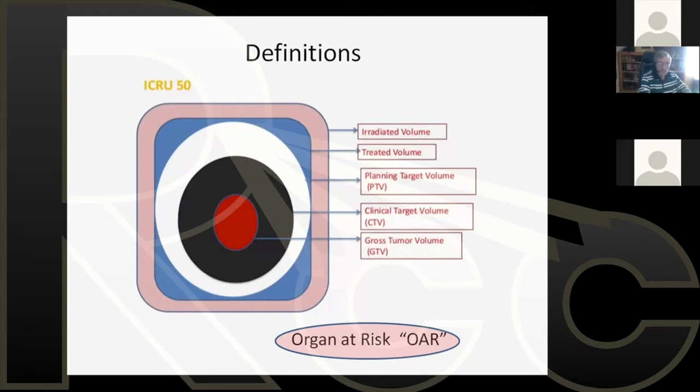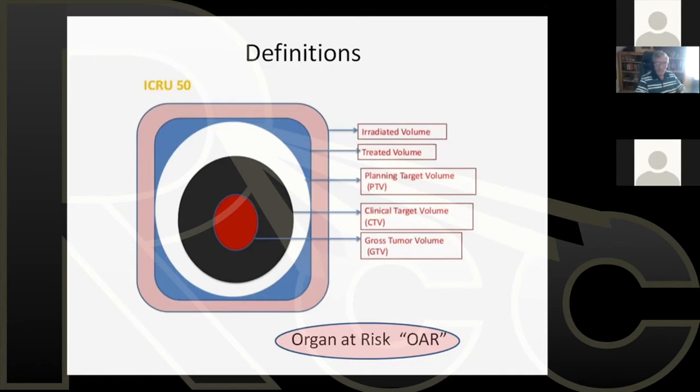The International Commission on Radiation Units, the ICRU, years ago came out with their report number 50. And this was about the time that IMRT, intensity modulated radiotherapy, started to be used in cancer center treatments. They wanted to come up with a series of standard definitions, which I will review here. These are critical definitions, and all clinicians speak this language, so it's important to learn these definitions.